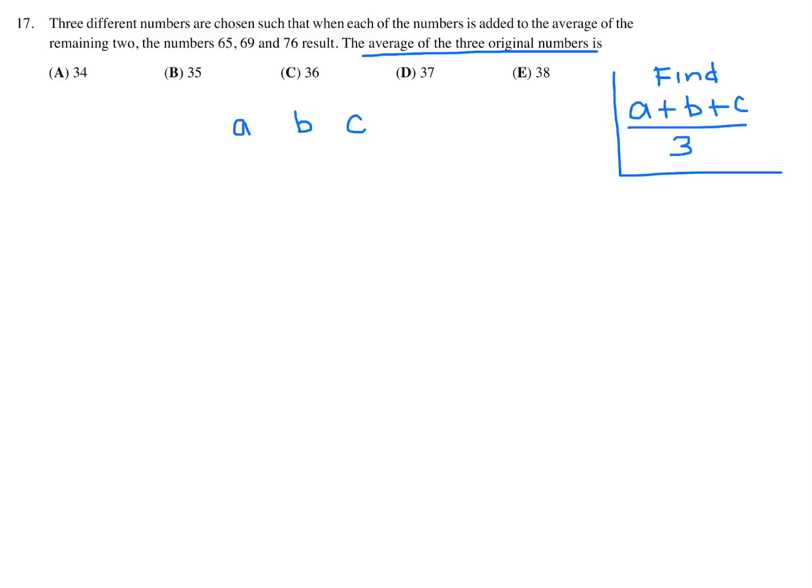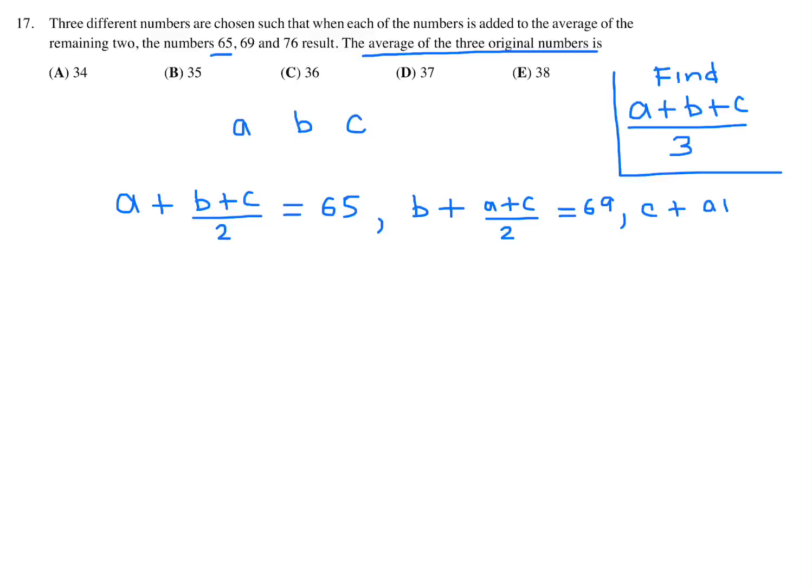Now let's interpret the question. The question says that when you take a number and you add it to the average of the other 2, it gives you a certain amount. And the first amount they gave is 65. And very similarly, you're going to keep doing that. B plus the average of the other 2 is 69. And C plus the average of the other 2 is 76. Okay?